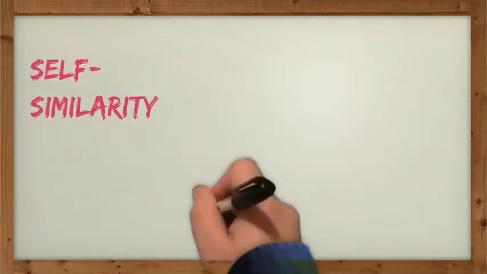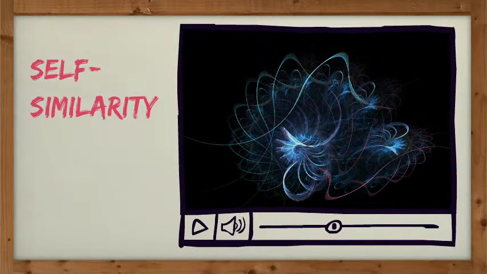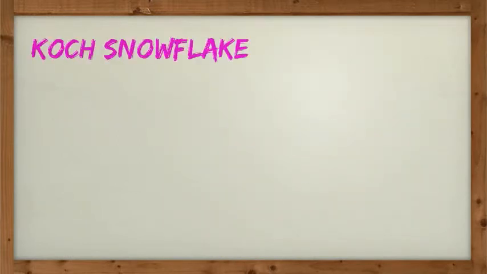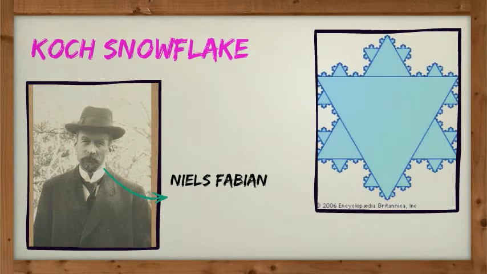Fractals possess self-similarity. Self-similar objects appear the same under magnification. They are, in some fashion, composed of smaller copies of themselves. One example of fractals is the Koch snowflake. I'm sure I'm mispronouncing the Koch part, but this shape was found by Niels Fabian Helge von Koch, which I'm sure I'm mispronouncing again.